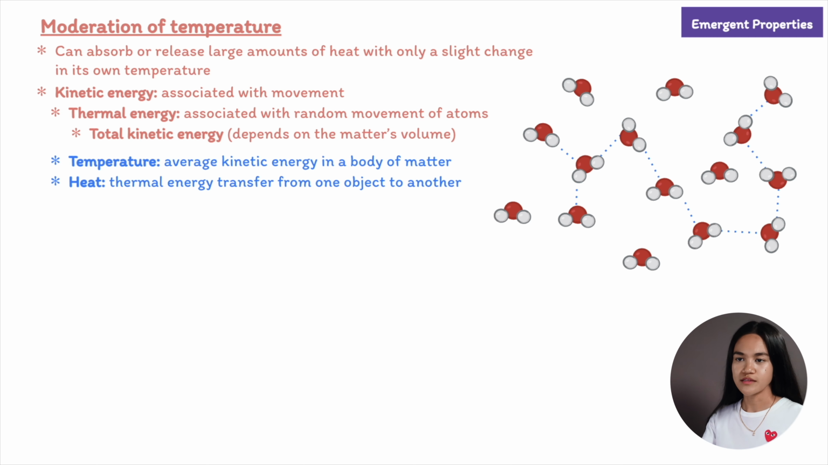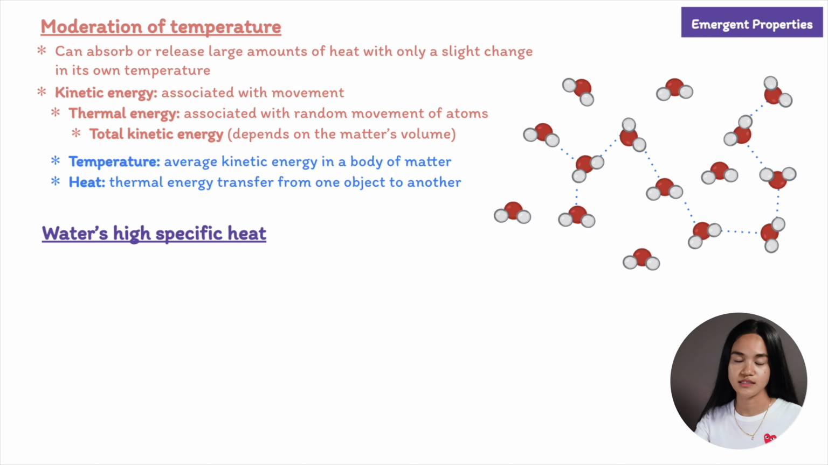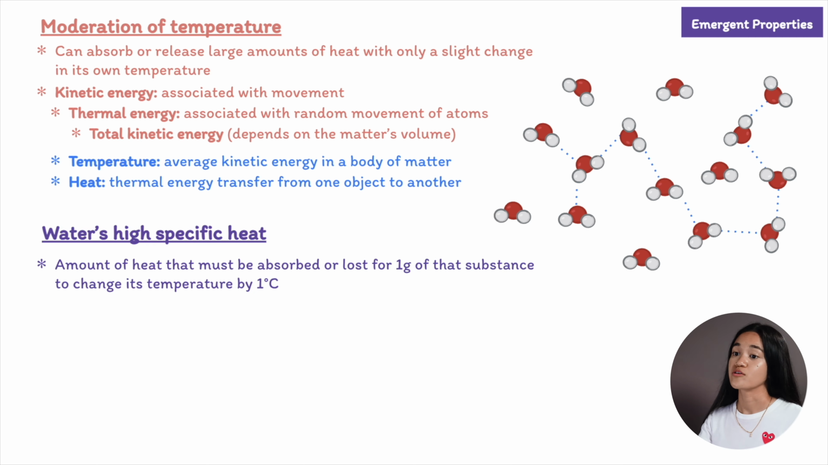So, this ability of water to stabilize and moderate temperature comes from its relatively high specific heat. Specific heat is the amount of heat. So recall heat is thermal energy in transfer from one object to another. It's the amount of heat that must be absorbed or lost for 1 gram of a substance to change its temperature by 1 degree. And water has an unusually high specific heat, and so it's going to change its temperature less than other liquids when it absorbs or loses a given amount of heat.